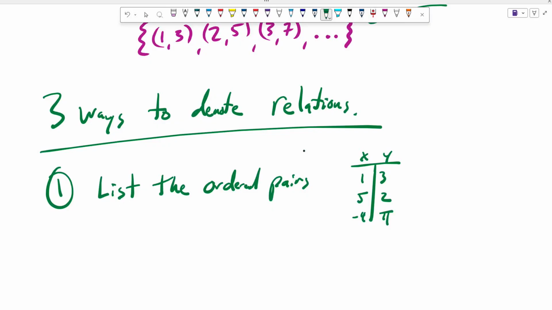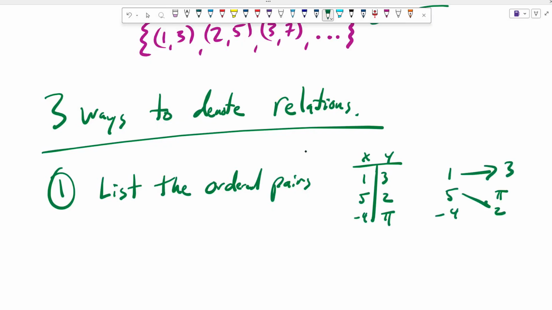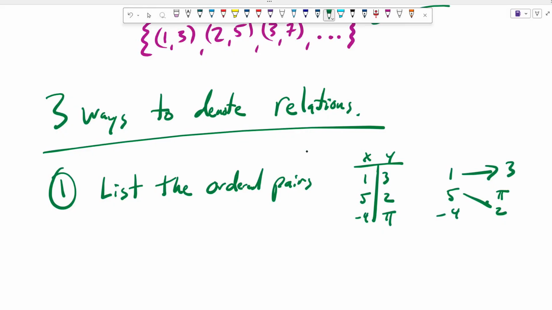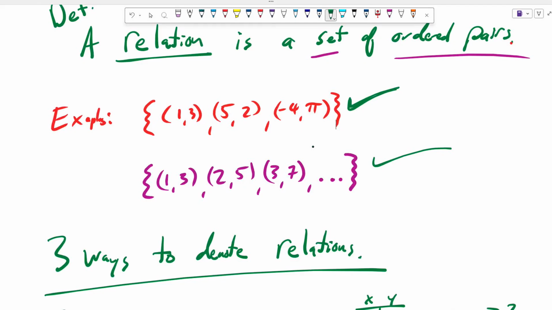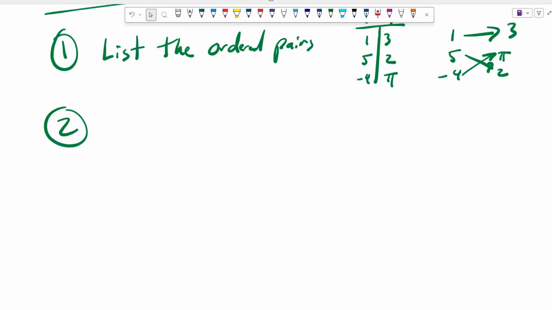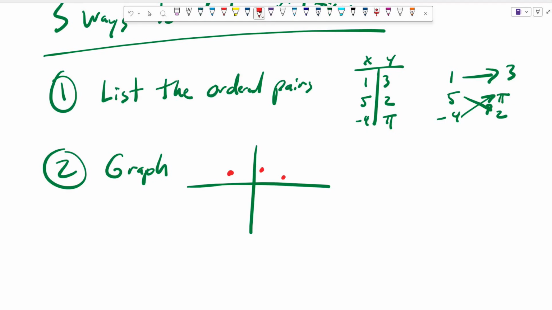Okay, you can list them like that in the correct roster. This is called roster notation. You can put them in a table. You can go 1, 5, -4, and put arrows, 5 and 2. Okay, it doesn't really matter as long as you're listing the ordered pairs.